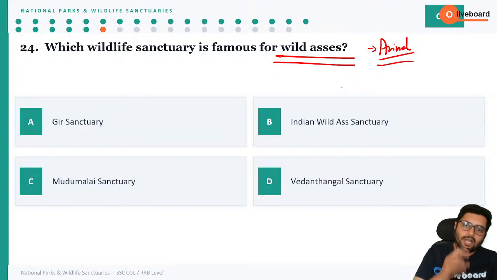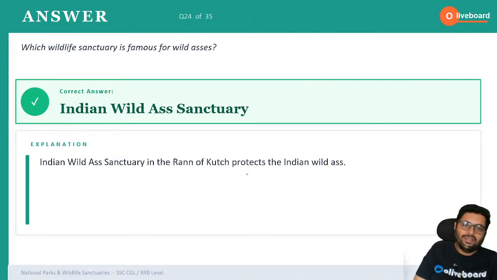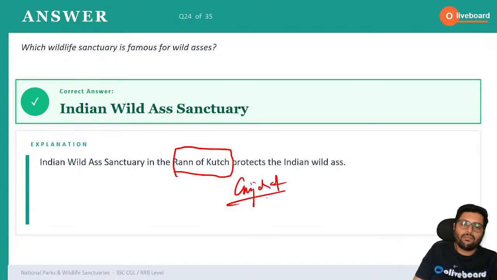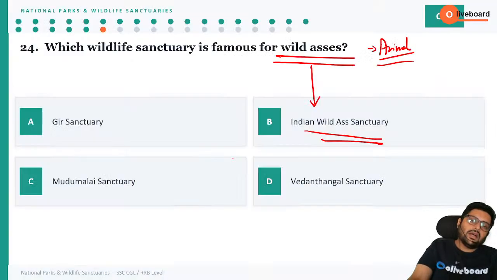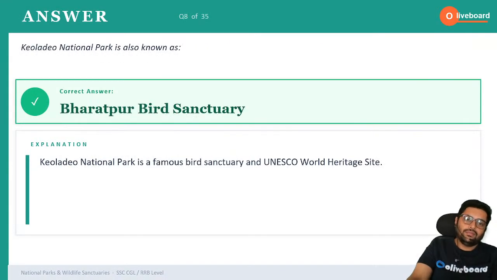So you should have an idea about Indian wildlife sanctuaries. Obviously, it is very obvious from the option, but the question will come as where it is found. So it is found in Run of Kutch, Gujarat. Okay, it is famous for the Indian wild ass. So this is how we approach wildlife sanctuaries.